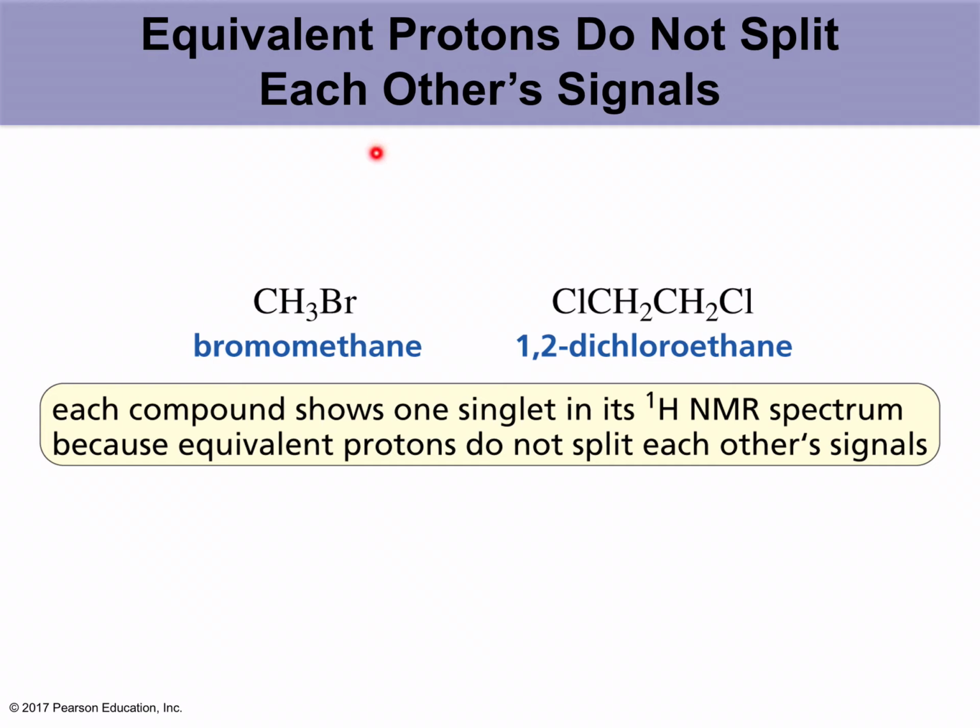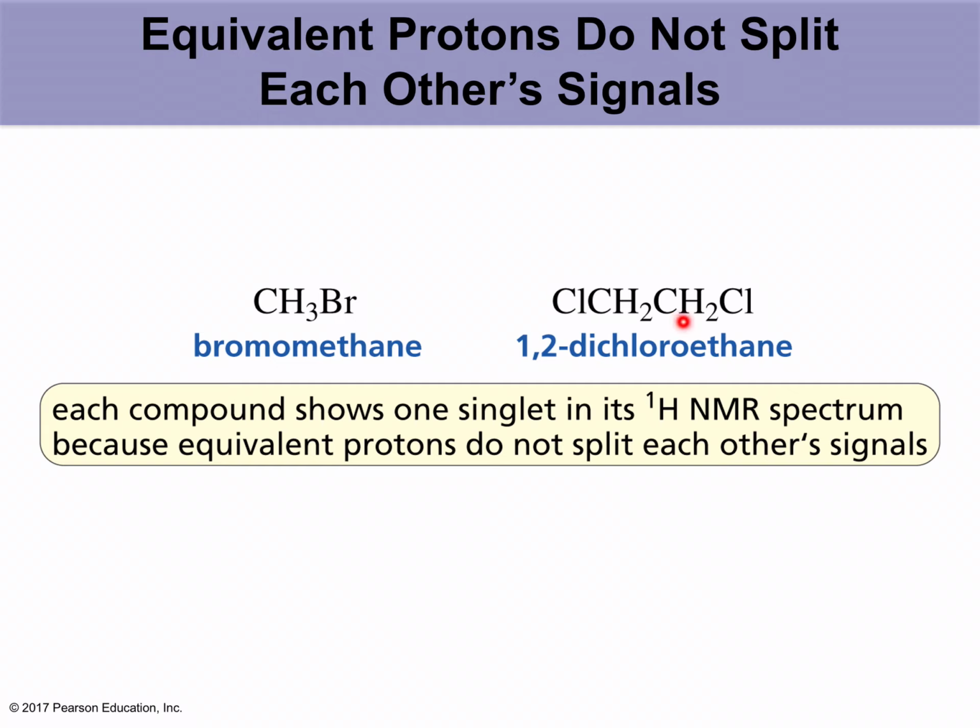Now the equivalent protons, they do not split each other's signals. This is methyl bromide or bromomethane. And these 3 hydrogens are chemically equivalent. There's only one signal, and these 3 hydrogens are not going to split. Because of that, each compound shows one singlet in its proton NMR spectrum, because equivalent protons do not split each other's signals. Same thing in the next one.